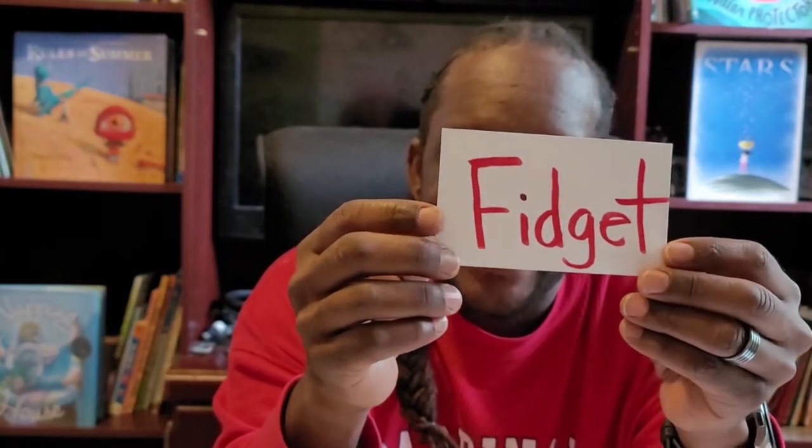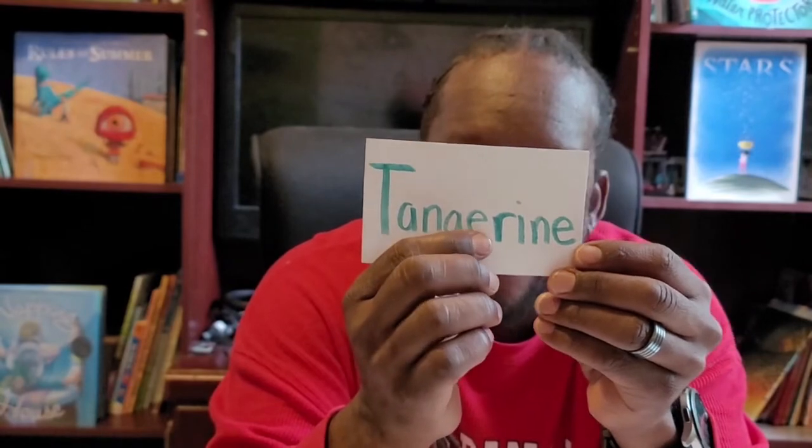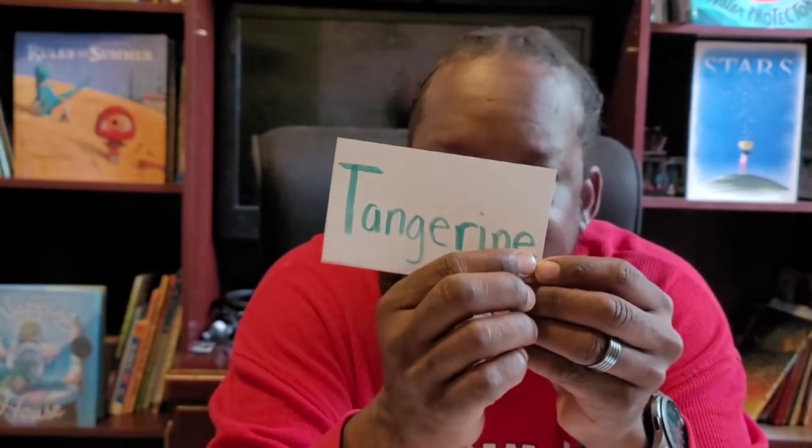And whose name is this? Fidget. Hey, Fidget. Let's count the letters in Fidget's name. 1, 2, 3, 4, 5, 6. Let's clap the syllables. Fid-get. And whose name is this? Tangerine. Let's count the letters in Tangerine's name. One, two, three, four, five, six, seven, eight, nine. Wow, that's a lot of letters. Let's clap the syllables. Tan-ger-ine. How many syllables? Three.